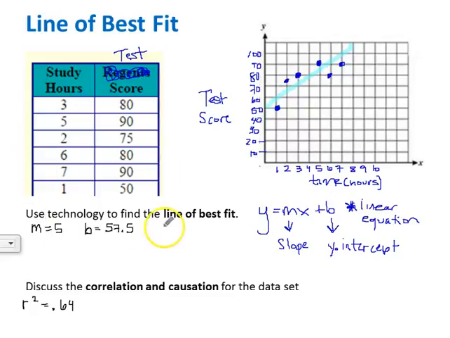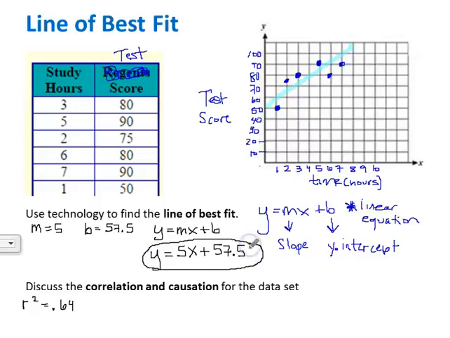Remember, the equation for a linear equation is y equals mx plus b. Now we're going to substitute in our values for slope and y-intercept to get our equation. So it's going to be y equals, and we substitute in 5 for our slope, which we let the calculator figure out for us. And then our y-intercept was 57.5. So this is the equation of our line of best fit.